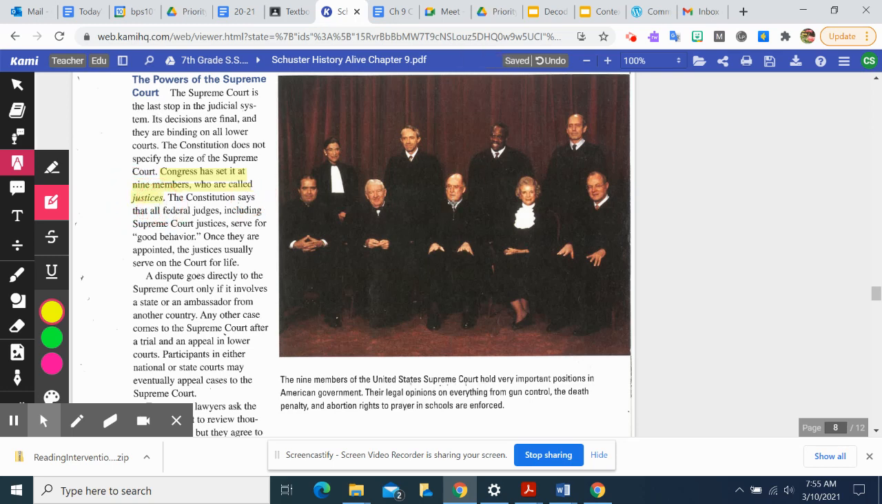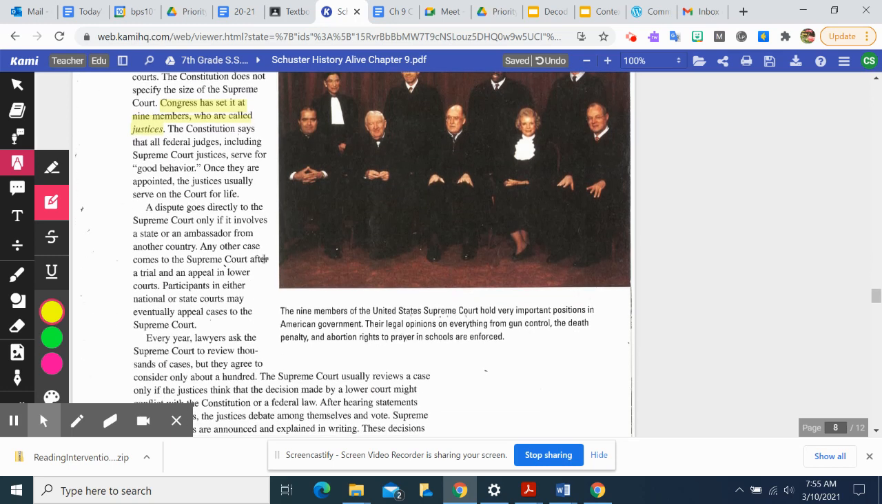These are all of them right there. Well, not right now. Ruth Bader Ginsburg, right here, she's passed away. This isn't the current court, so we need to look up and find for sure who the current court is. It's changed quite a bit since this picture.